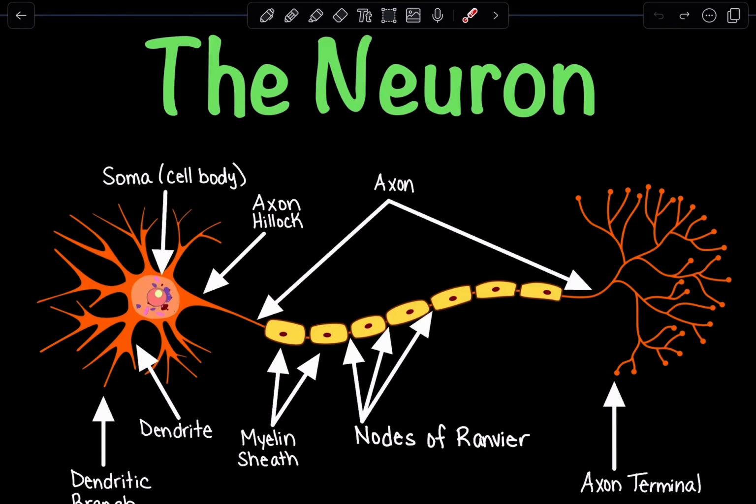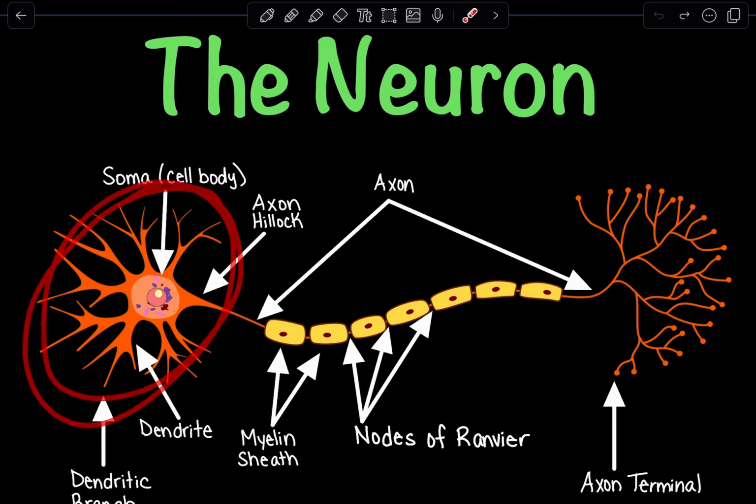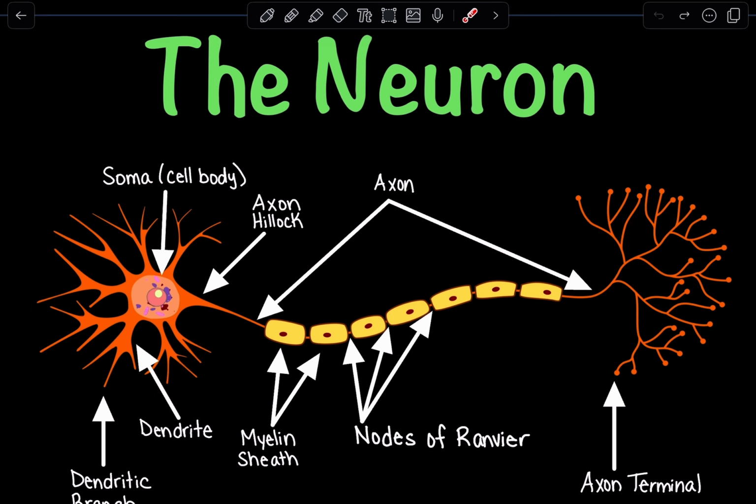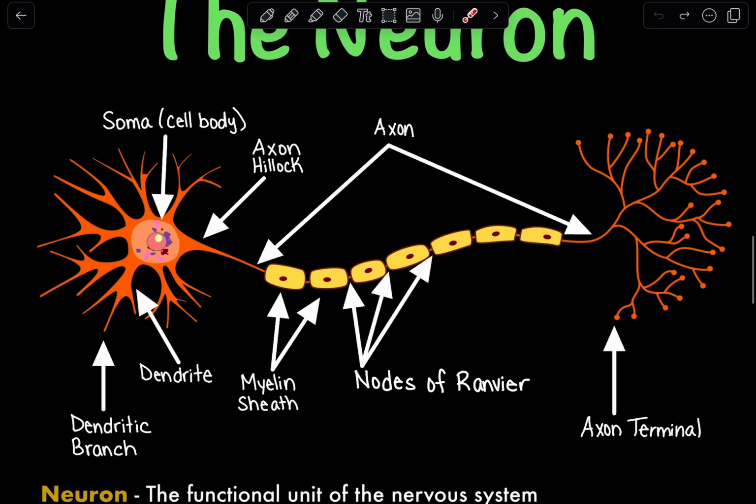So here we are going to go over the neuron. Now, the neuron is the fundamental unit of the nervous system, and it's responsible for receiving signals and then transmitting those signals to neighboring neurons. So let's take a look at the key features.